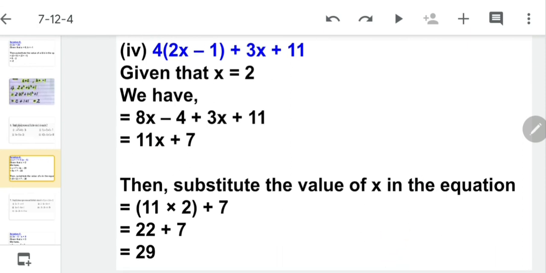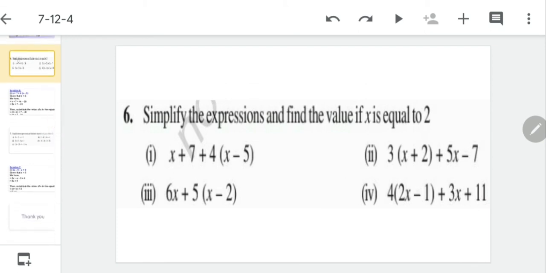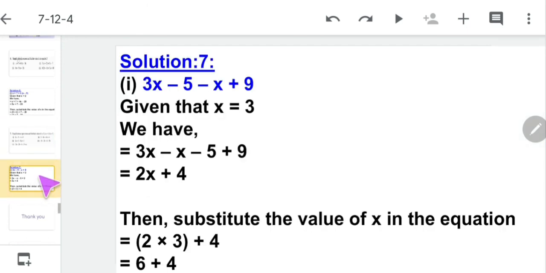So this is it for the 6th question. It is very easy. Just calculation, and we have to place the value of the given variable. Now let's do the last part for today's class, which is question number 7. In this, first we have to simplify the given expression, then we have to find the value of the expression. If the value of x is given as 3, the value of a is given as minus 1, and the value of b is given as minus 2. So that means this is the same as we did in question number 6. First we have to simplify the given expression.